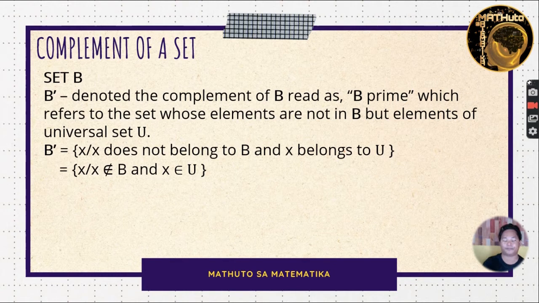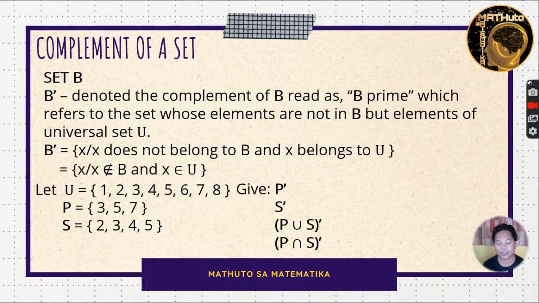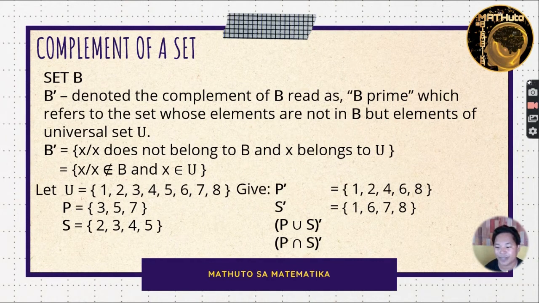Our universal set po. Let's have the universal set 1, 2, 3, 4, 5, 6, 7, 8. And we have set P 3, 5, 7. And set S 2, 3, 4, 5. So give P prime. So ano yung mga elements na wala sa P na makikita natin sa universal set? So ito na po. We have 1, 2, 4, 6, and 8. For S prime, ano naman yung mga elements na makikita sa universal set na wala sa set S? So we have 1, 6, 7, and 8.